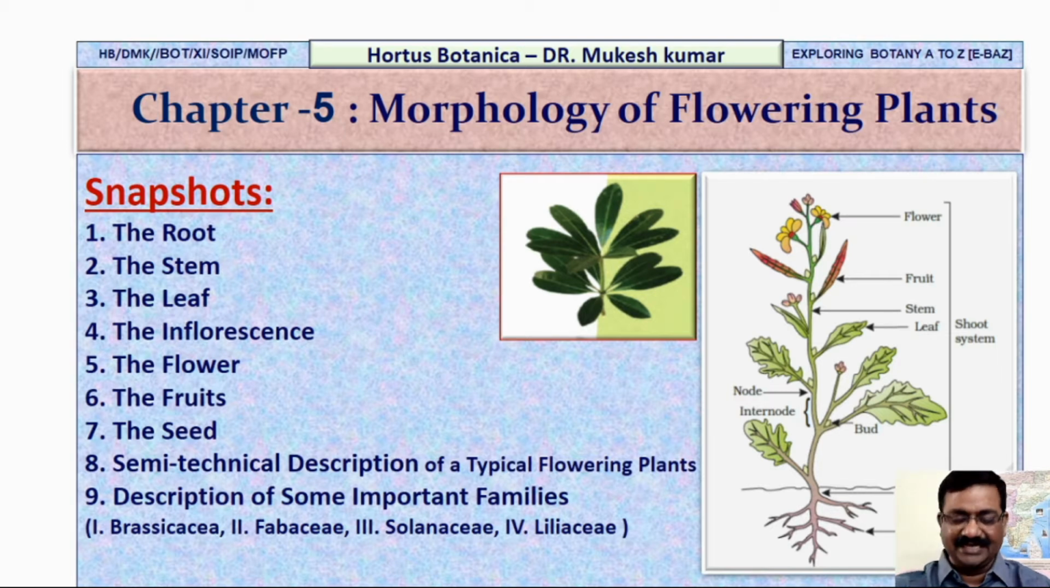Yes, you see here how we have to study a total of 9 subtopics, starting from root, then stem, leaf, flower, inflorescence, fruit, seed, some technical description of a typical flowering plant, and later on important 4 families, right?